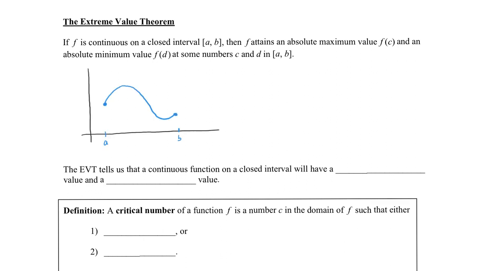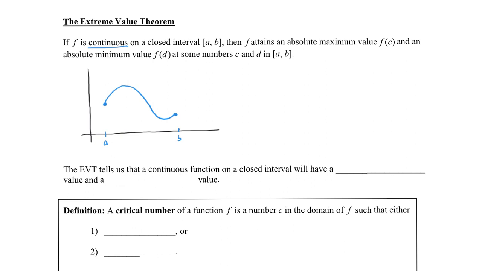Okay, so here's what it says. If f is continuous on a closed interval AB, then f attains an absolute maximum value f of c and an absolute minimum value f of d at some numbers c and d in this interval AB. So we've got to have a continuous function, right? We're in calculus, all the functions we're concerned about for the most part are continuous. So this function is continuous, so there's no holes, no jumps, no gaps, anything like that. It's continuous on this closed interval AB.